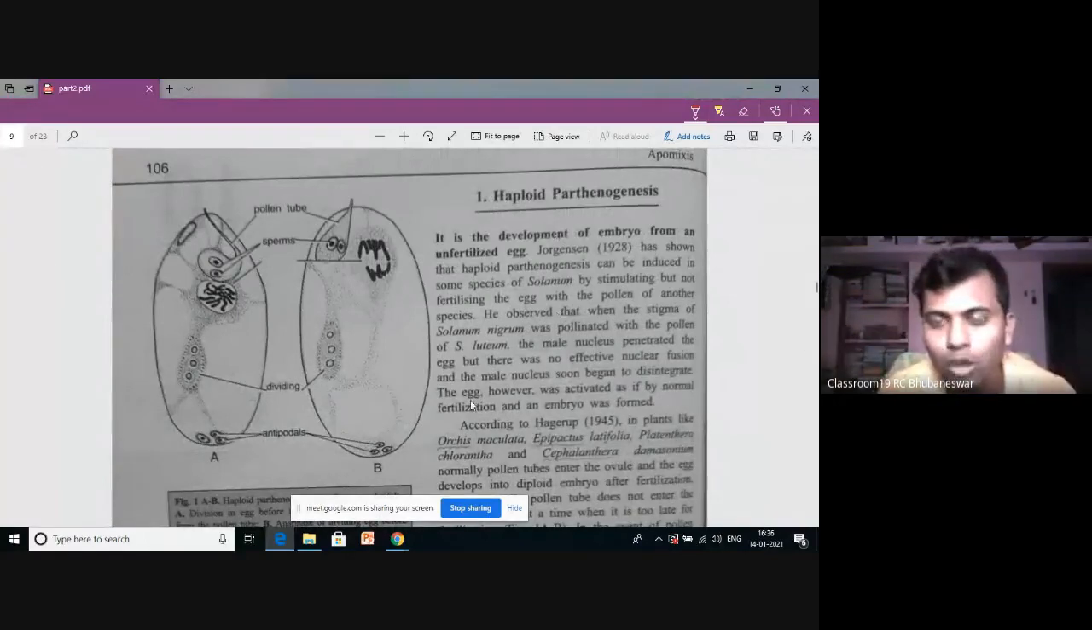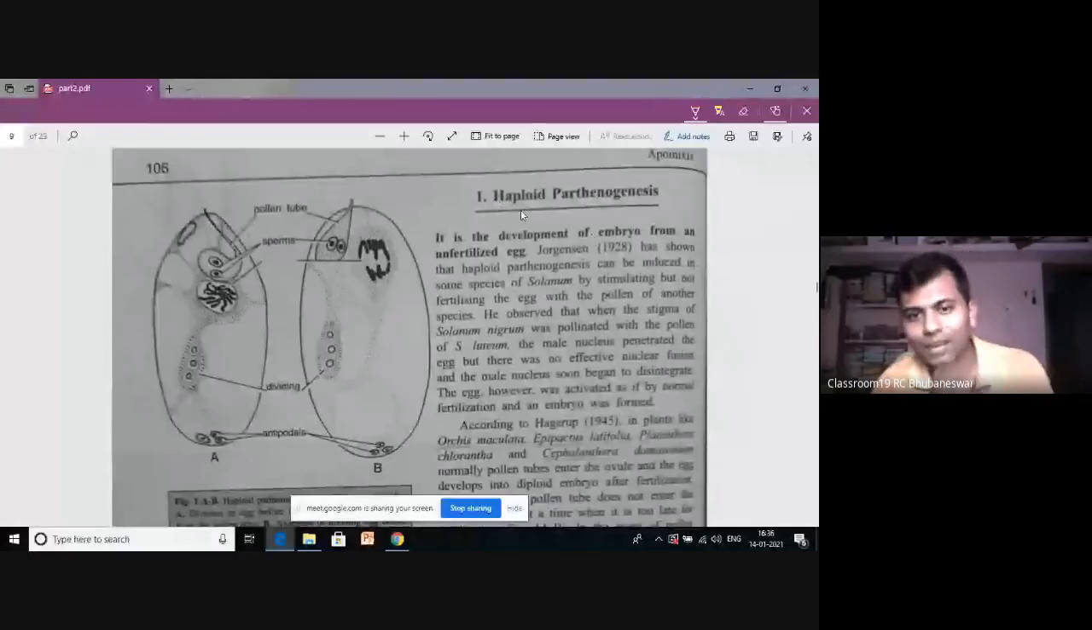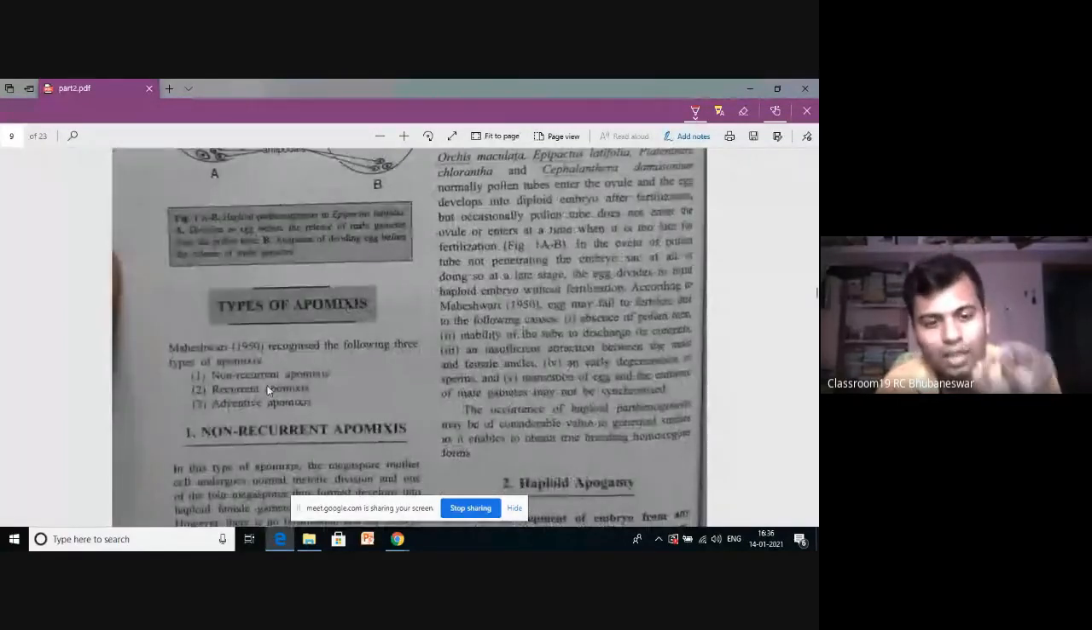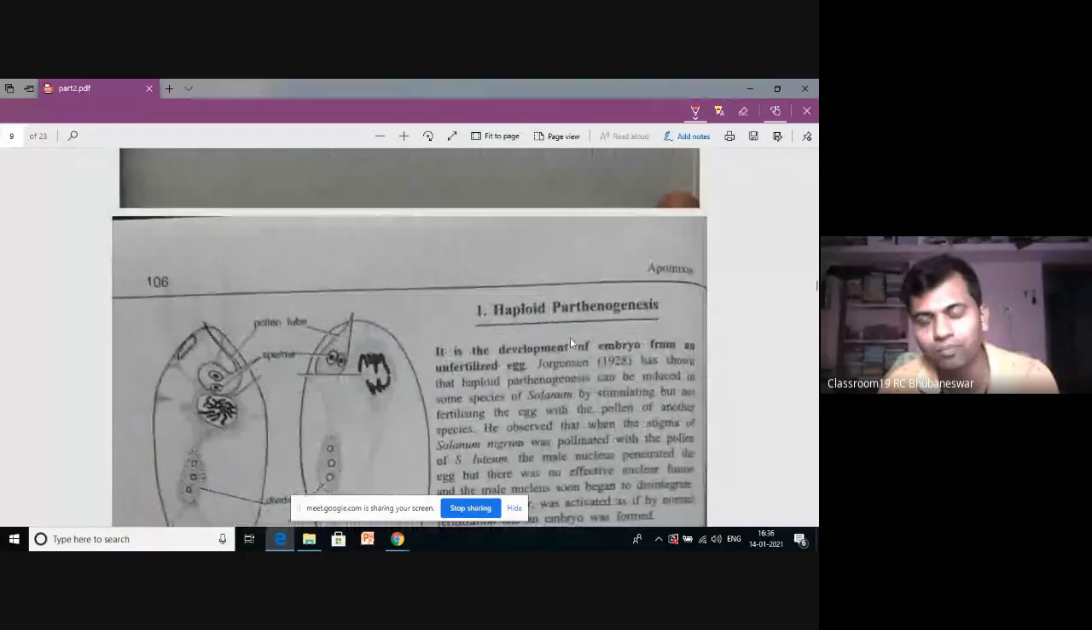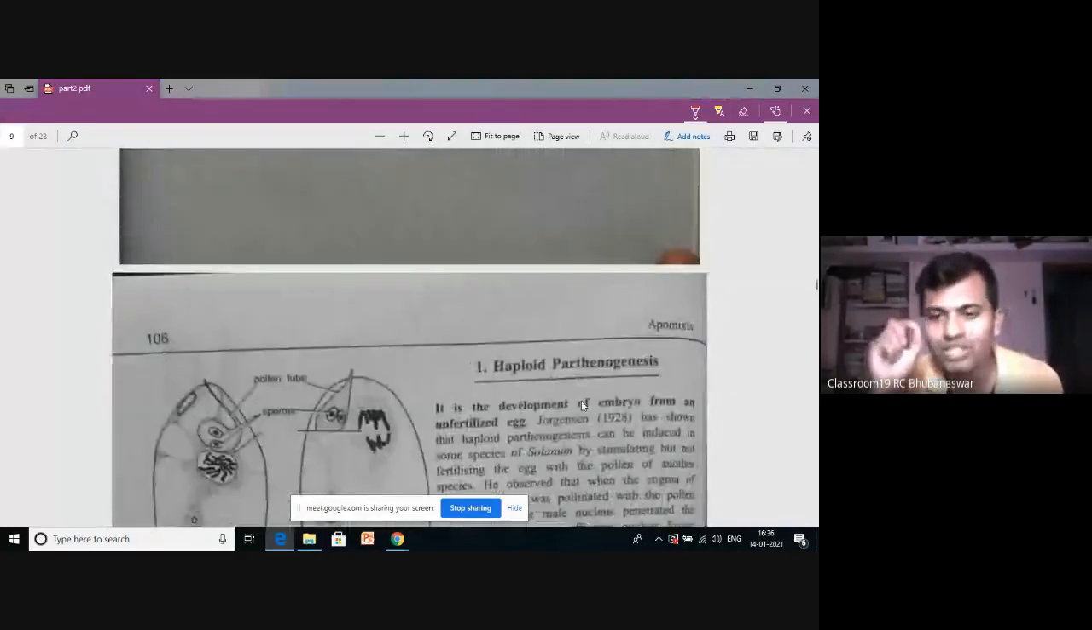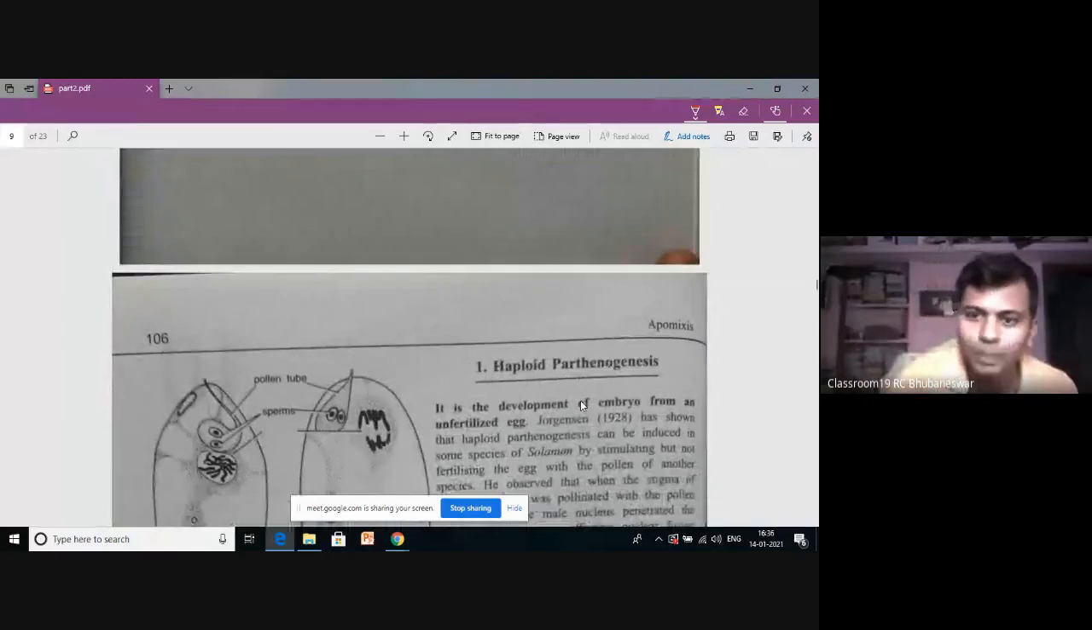Haploid parthenogenesis. In case of haploid parthenogenesis, what happened? Look at first our apomixis, the 3 types: non-recurrent, recurrent, and adventitious. In non-recurrent, the embryos that develop are all haploid. It is of 2 types: haploid parthenogenesis and haploid apogamy. First, haploid parthenogenesis. When the egg develops into an embryo without fertilization, it is known as haploid parthenogenesis.